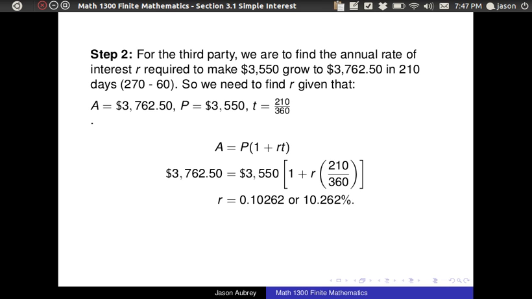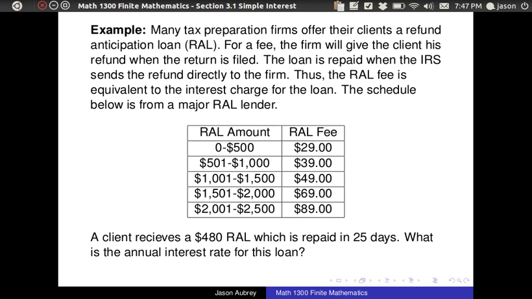Okay, let's look at another example. In this example, and this is actually a pretty common arrangement around tax time. Many tax preparation firms offer their clients what's called a refund anticipation loan. Okay, the idea is that for a fee, the tax firm will give the client the refund when the return is filed. So you'll immediately get your refund from the tax preparation firm.